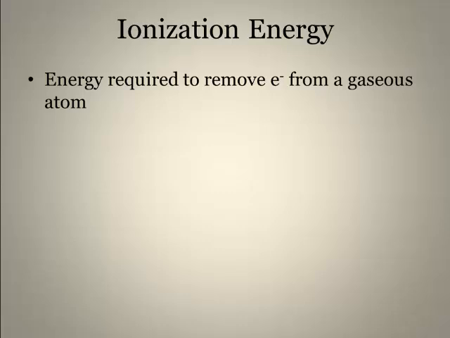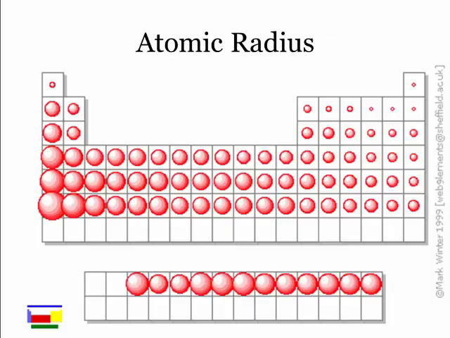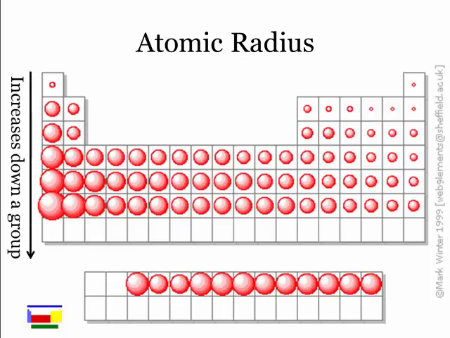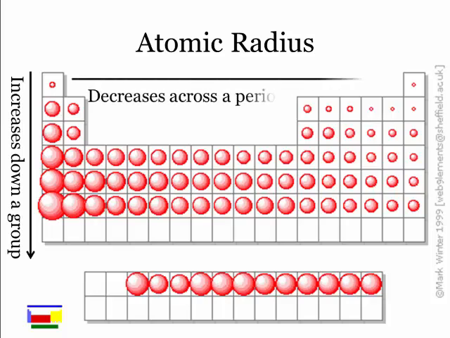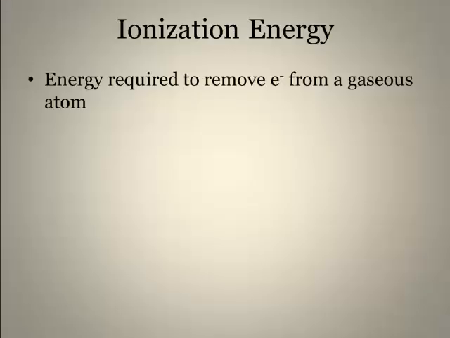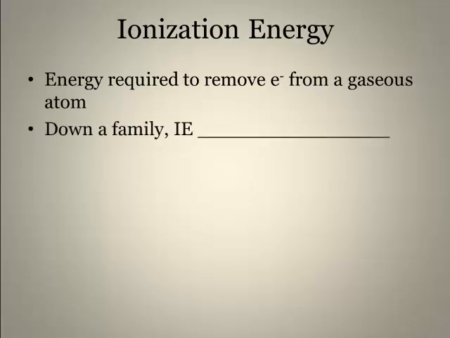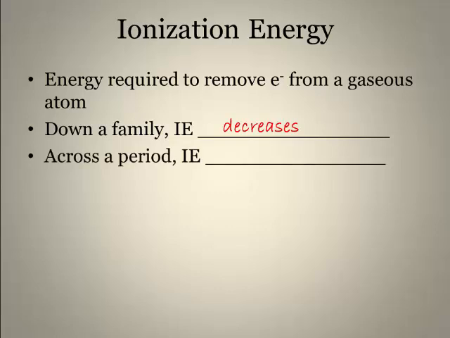Ionization energy is another property that shows periodic trends. Remember that we've already studied the trends in atomic radius on the periodic table. We know that from top to bottom in a family, atomic radii increase, and from left to right, atomic radii decrease. Ionization energies change value periodically as well. Down a family, ionization energy values decrease. From left to right, across a period, ionization energies increase.